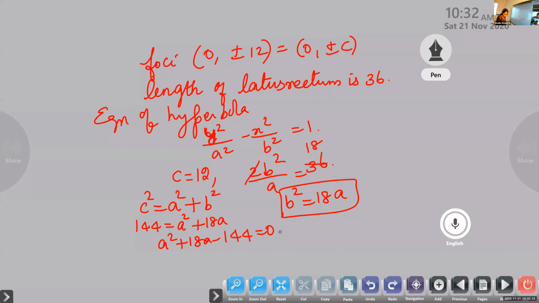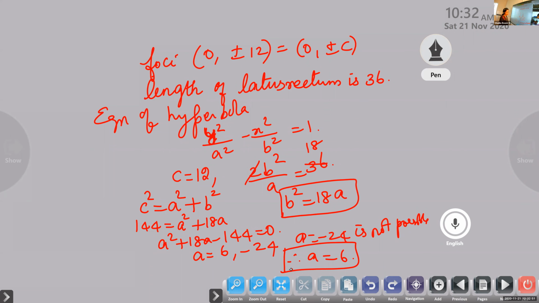So what are the values of a? 6 and negative 24. Yes, a is 6 and negative 24. Okay. But a equal to negative 24 is not possible, being a length we are not taking it. Therefore, the possible value of a is 6. So substitute this a, find b and find the equation of the hyperbola.